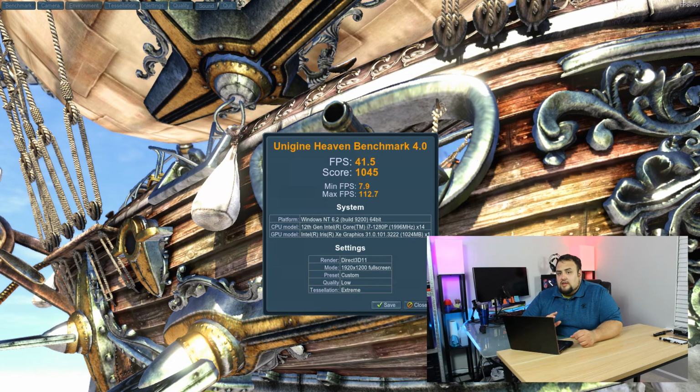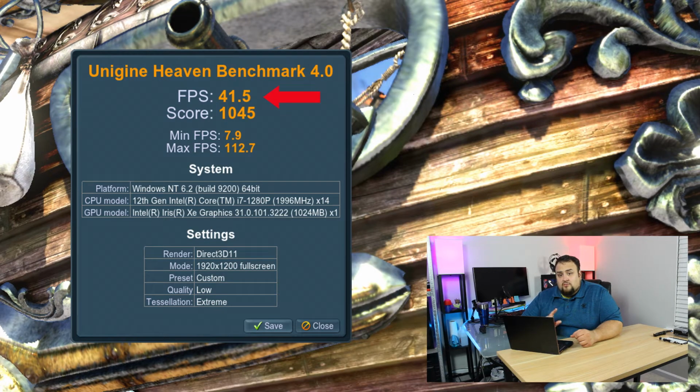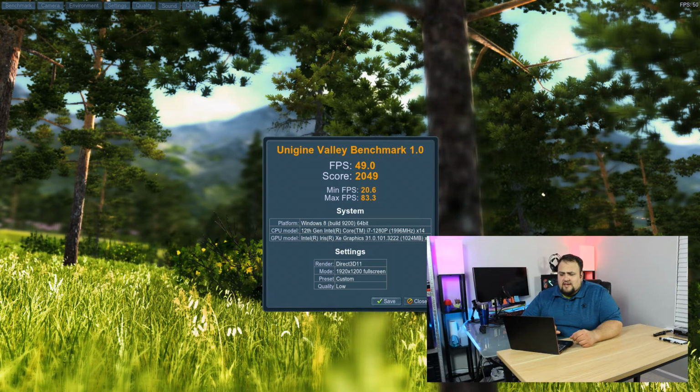So let's take a look at Unigine Heaven benchmarks. I ran it at native resolution, 1920x1200. And our quality, I set it to low, but I had tessellation set to extreme. And we had an average FPS of 41.5 with a min FPS of 7.9. I guess this tessellation really pushed it. It's not too bad. And now let's take a look at Unigine Valley with basically the exact same settings, maximum resolution at low settings.